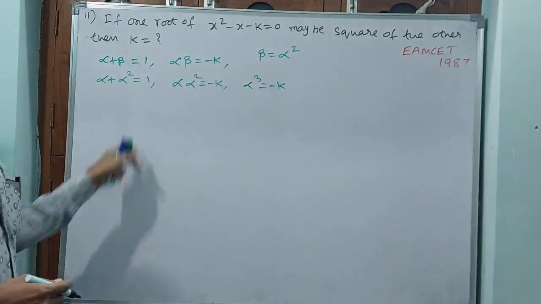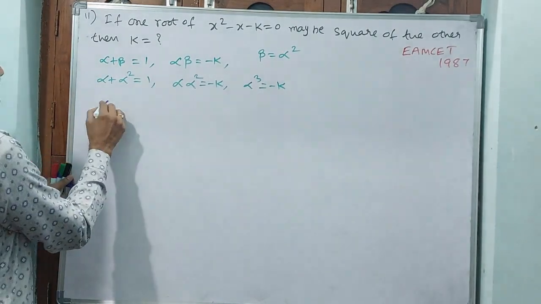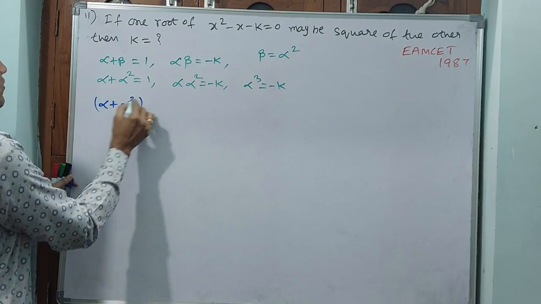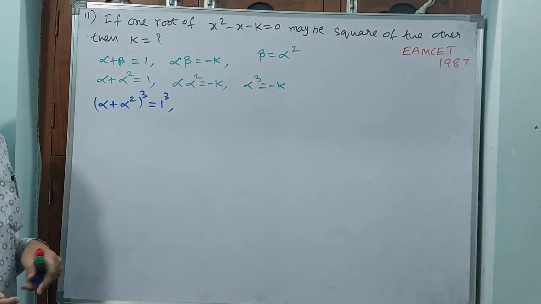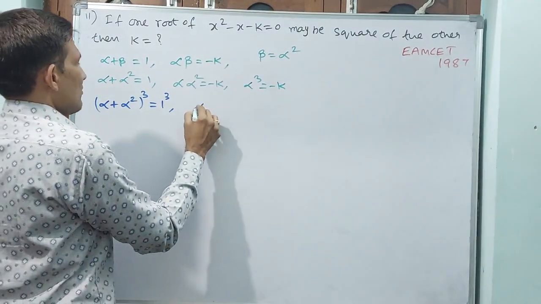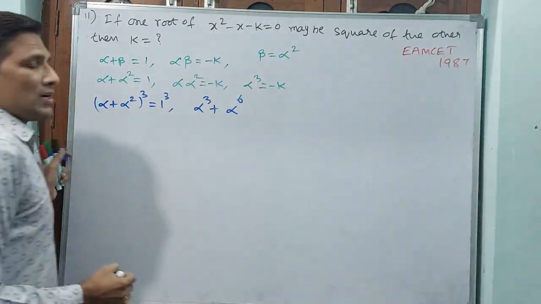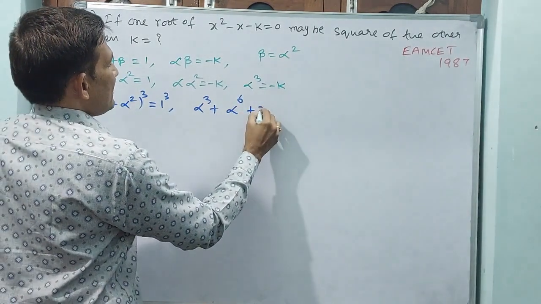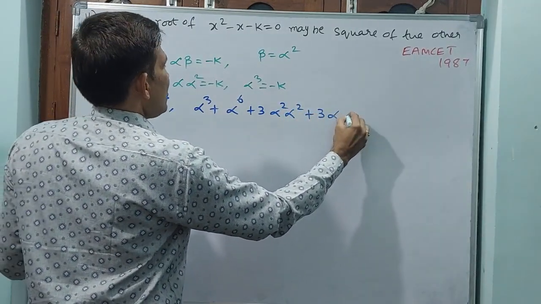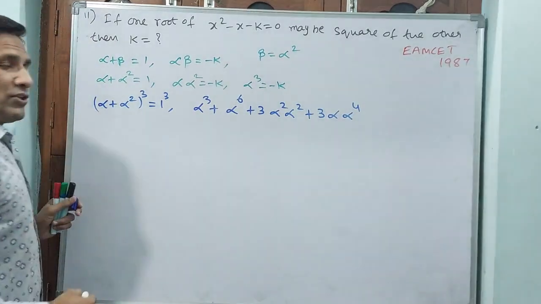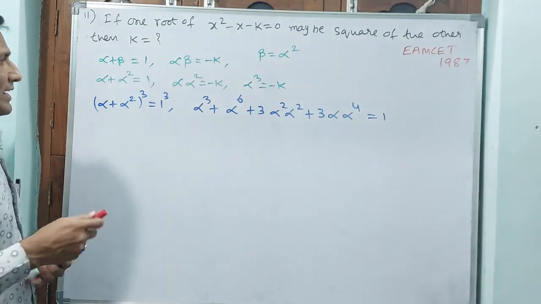You cube this. See what I am writing. Alpha plus alpha square whole cube is equal to 1 cube. Cubing on both sides: a cube plus b cube plus 3a square b plus 3ab square. Is it okay? Yes, definitely okay. But this side is 1 only.